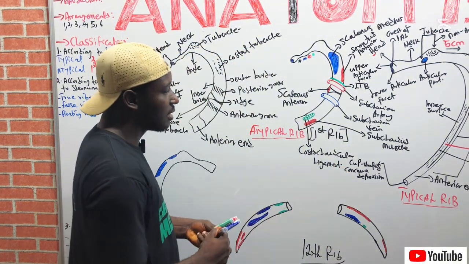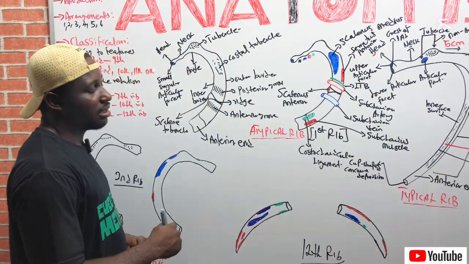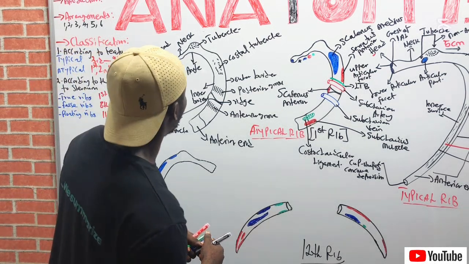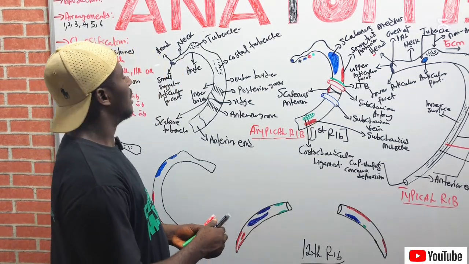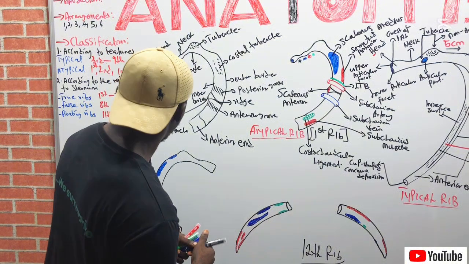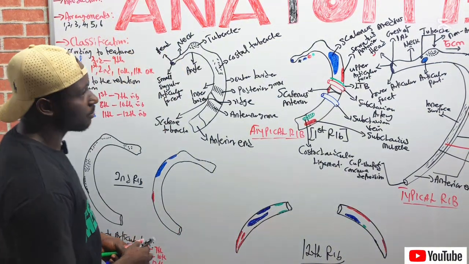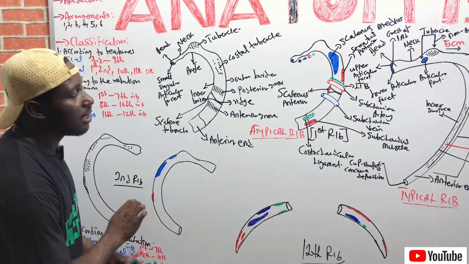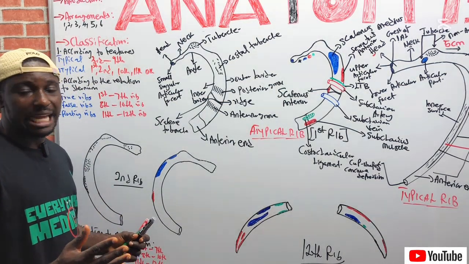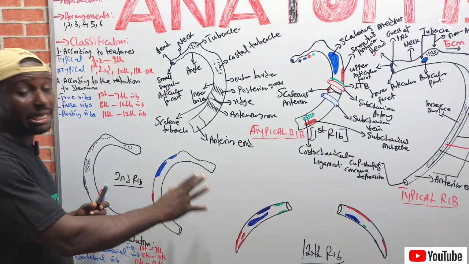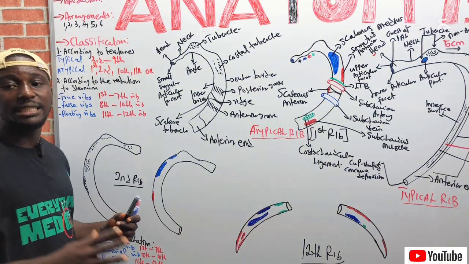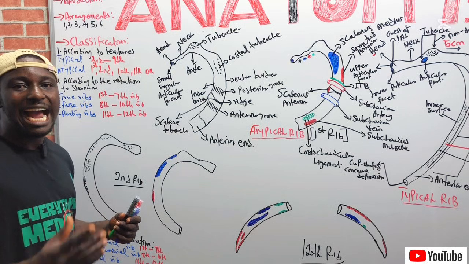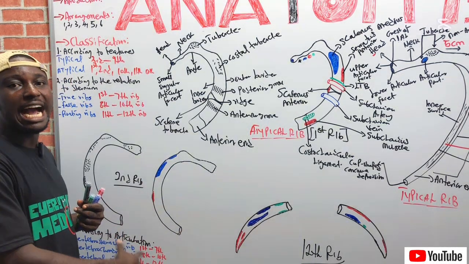Costoclavicular ligament, right? So this is how they are being fashioned. We have discussed the features of the first rib. Let's quickly look at the second rib. The second rib is quite lengthier than the first rib, and the shaft of the second rib is sharply and highly curved. You can see it, sharply and highly curved.